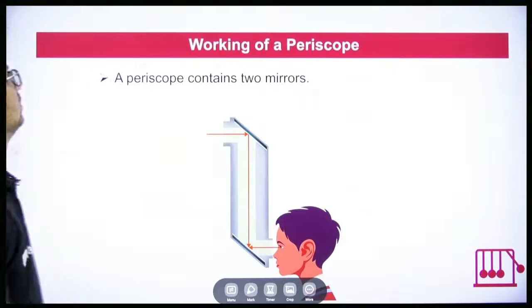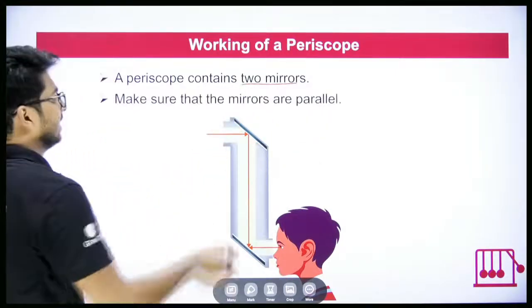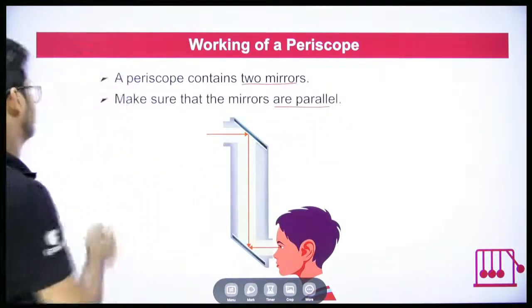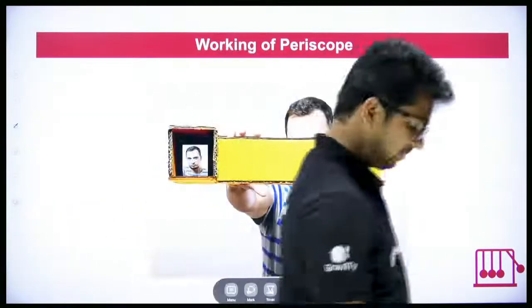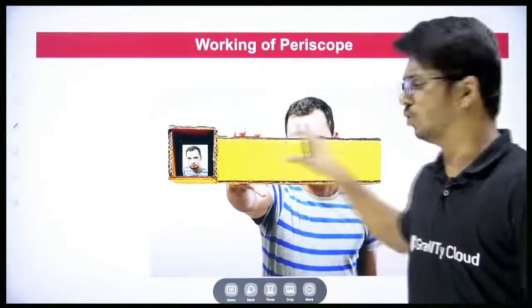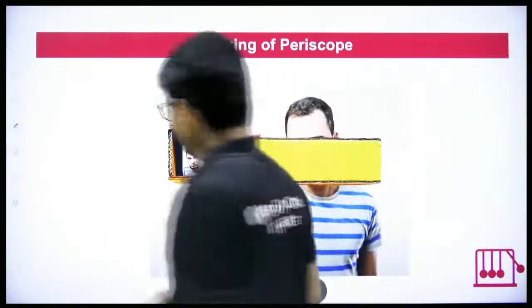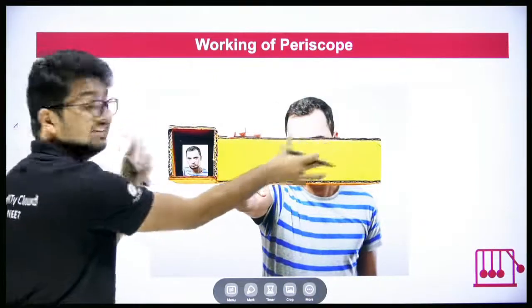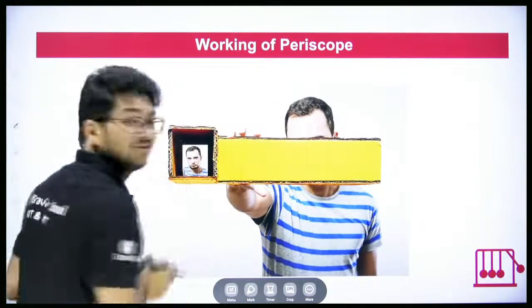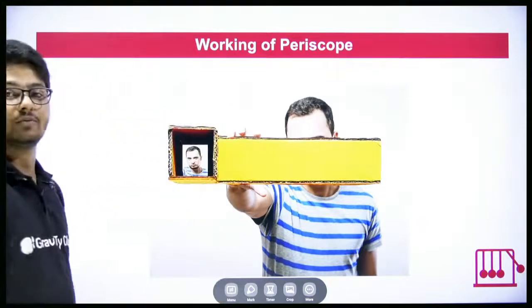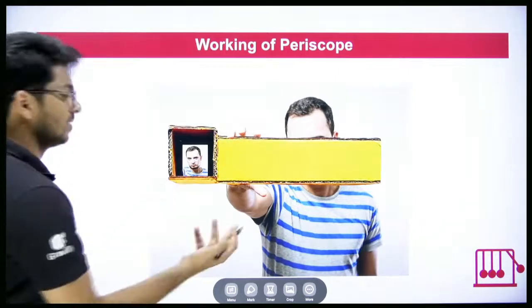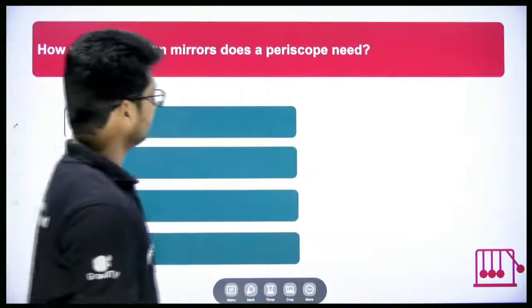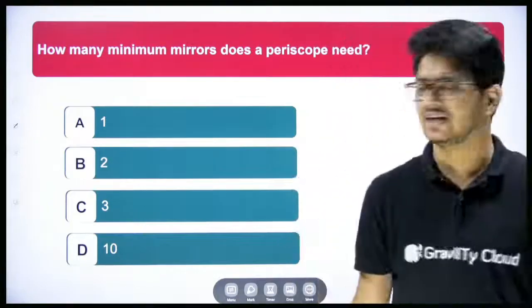Good. Next. The same periscope. A periscope contains two mirrors and they are parallel. We discussed that. Now another interesting thing. A simple homemade periscope, you can see. Here the person's face is here, but we are seeing it from here. Like a periscope. That's how it works. Can you see his face here? You can. Periscope. Good?